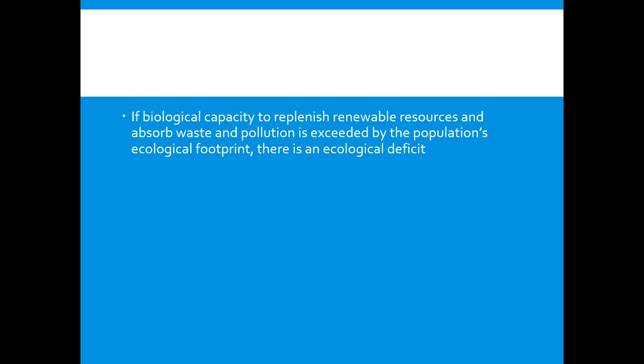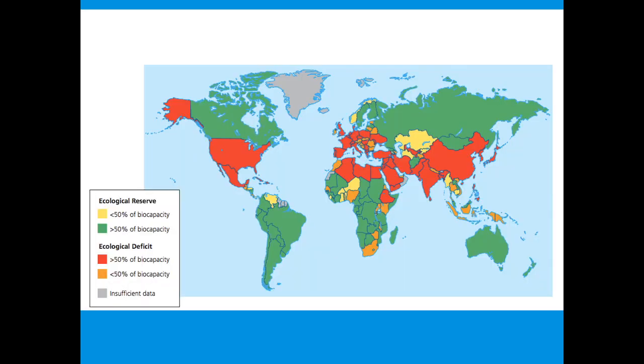Now, if your biological capacity to replenish those resources and absorb the waste is exceeded by the population's footprint, then there's what's called an ecological deficit. Many places now are in ecological deficits. Just looking at the world map, areas that have a deficit are in red and orange. Areas that are positive or have a reserve are in green and yellow. And then there obviously are some areas where there's not enough data. But you can see that much of the developed world is in ecological deficit.